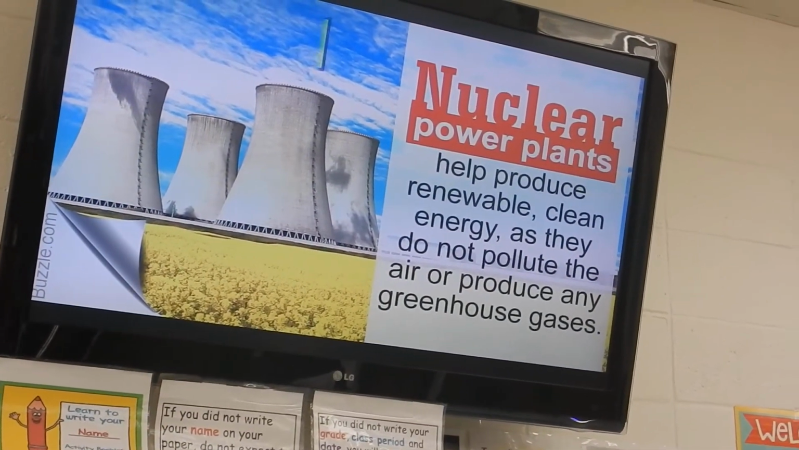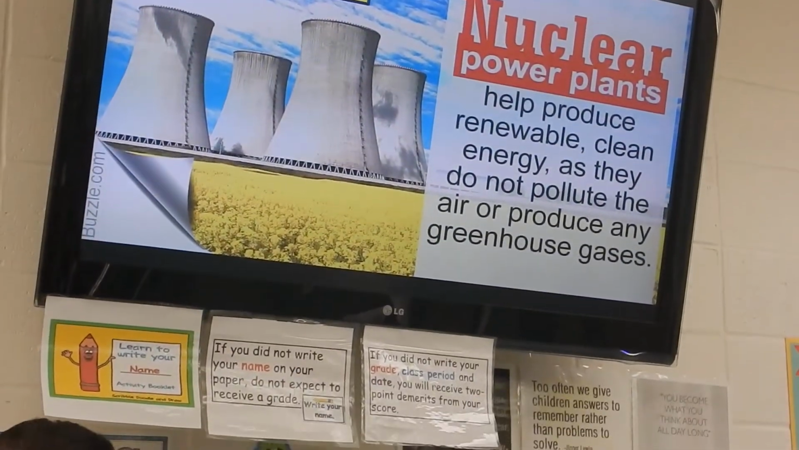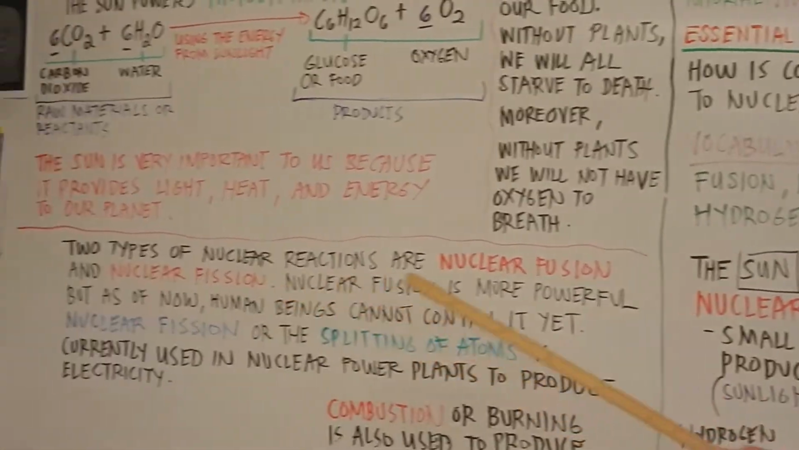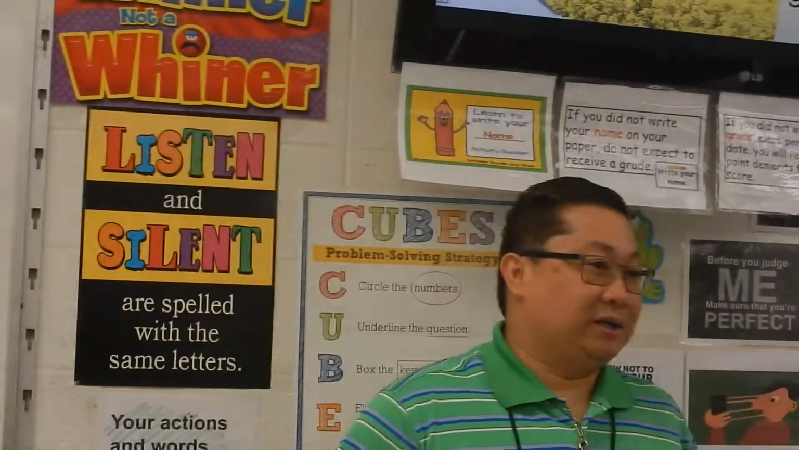You might be asking, Mr. Angat, why do they use nuclear fission in nuclear power plants and not nuclear fusion? It's because nuclear fusion as of now is not yet controllable. We cannot control it. And we don't have the ability to create enough pressure and heat to make it happen.